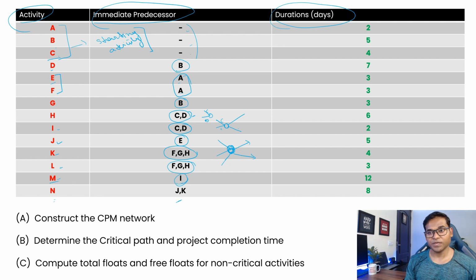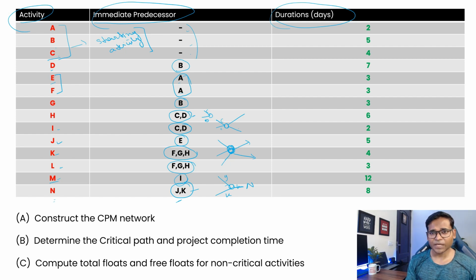Now in activity N you say the J and K, so it means your activity N is going to start with a node where J and K are converging, right? So a node where the J and K activities are going to converge. You have to basically start activity N from here. Okay, so these are very critical things. So keep this point in your mind before drawing your network diagram, otherwise you will get confused.